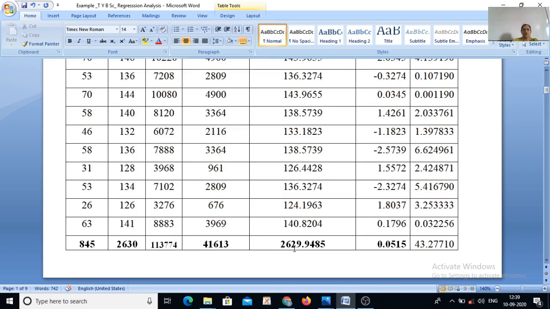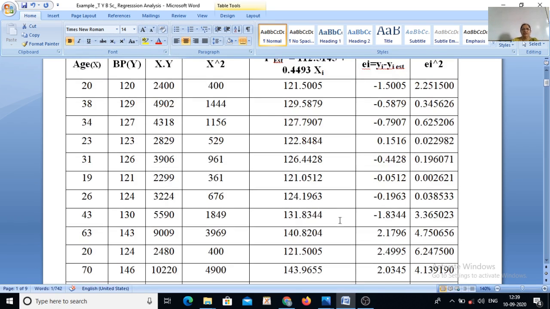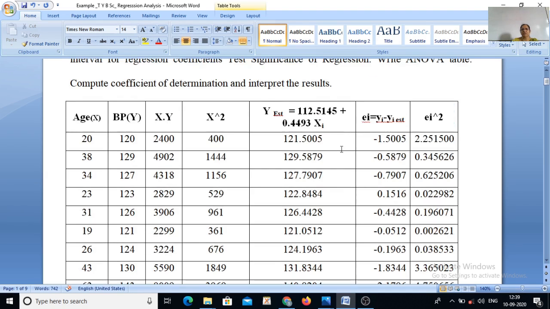The value comes out to be 26929 instead of 2630. But when we prove it theoretically, the summation of yi should be equal to the summation of yi cap. Remember this. This should be equal theoretically, and we have proved it. The difference is because I am rounding my figures up to 4 decimals only.